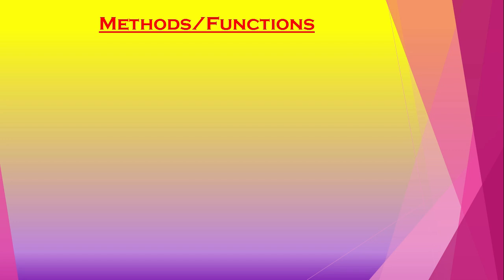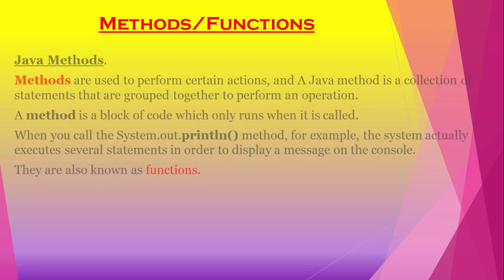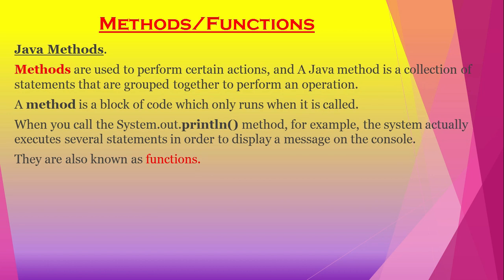So we suggest methods. So what are these methods? Methods are used to perform certain actions, and a Java method is a collection of statements that are grouped together to perform an operation. A method is a block of code which only runs when it is called. You need to execute that.